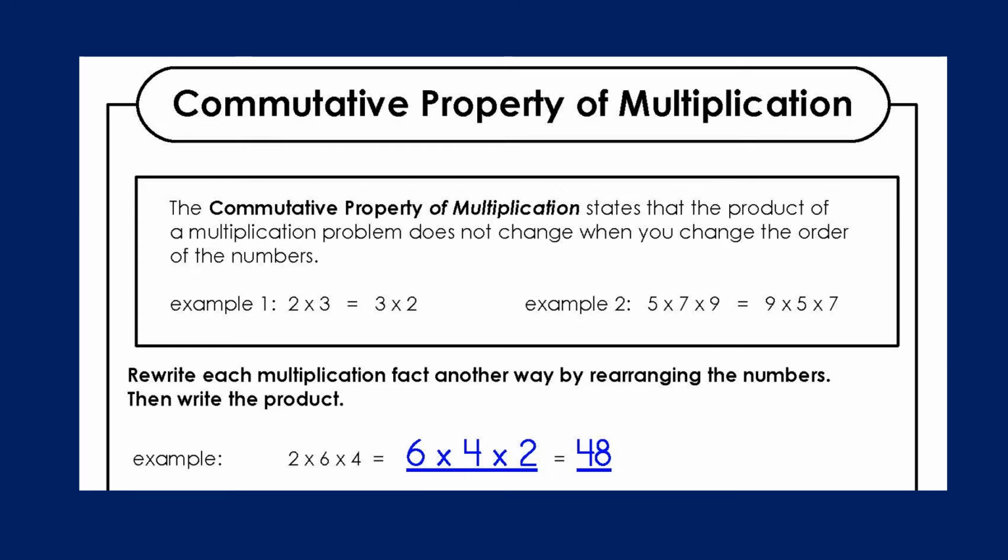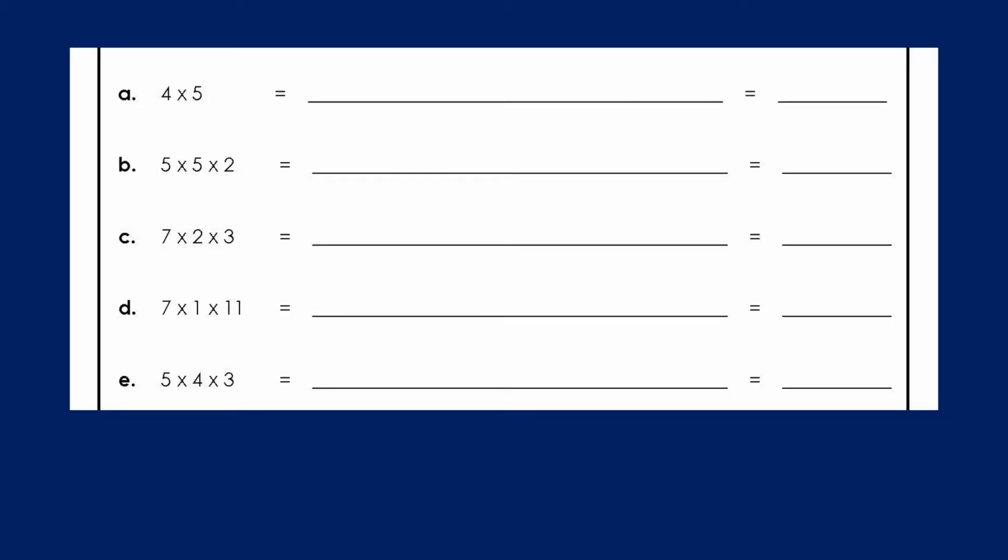Rewrite each multiplication fact another way by rearranging the numbers, then write the product. For example, 2 times 6 times 4 equals 6 times 4 times 2, which equals 48. A. 4 times 5 is 20. 5 times 4 equals 20.